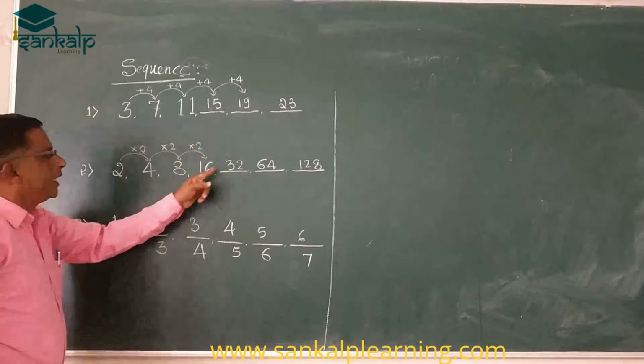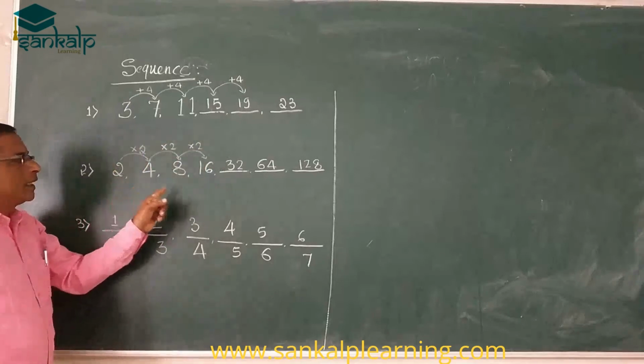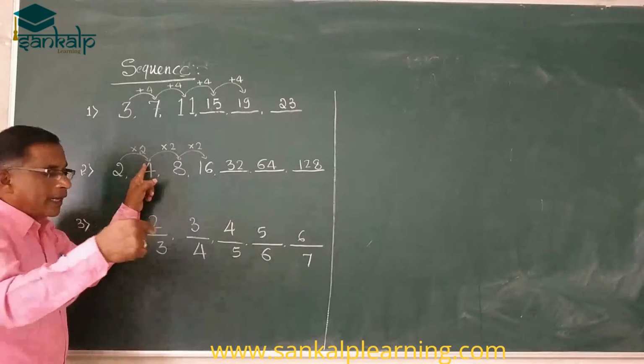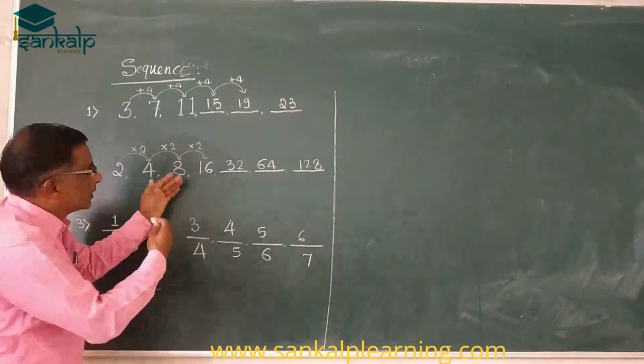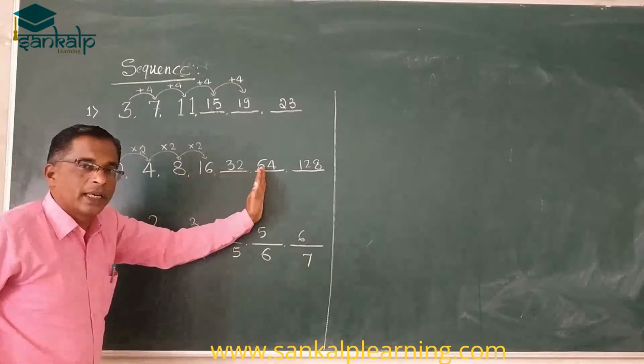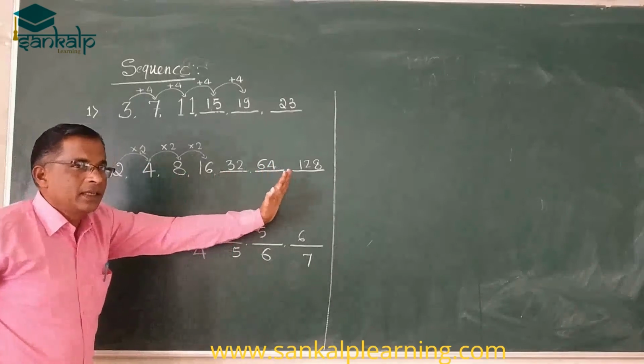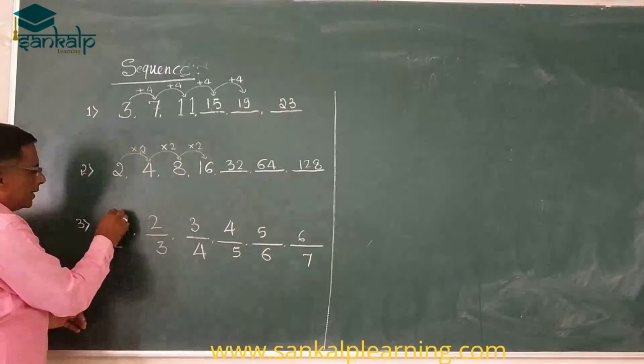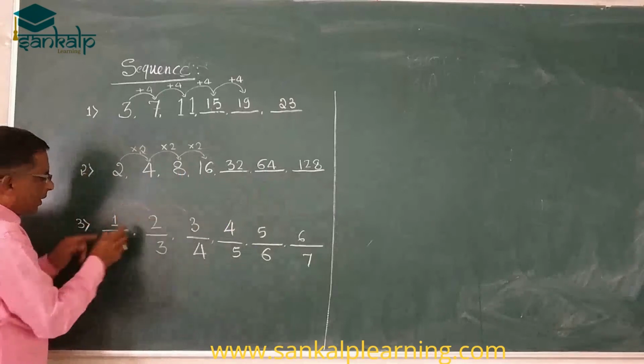So we can identify the rule here from the given numbers. Just by multiplying by 2, we are getting the succeeding numbers. The same rule we can continue to get the numbers after 60. In the same way here we can identify the rule.